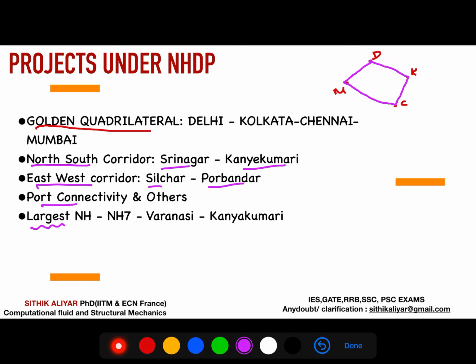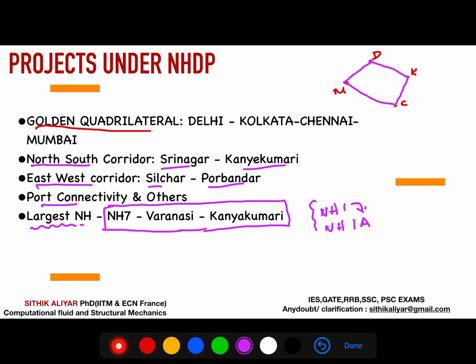One of the other 1 mark questions they asked is, which is the largest national highway? The largest national highway is NH7, which runs from Varanasi to Kanyakumari. If they ask in 1 mark, you should also know NH1, NH2 and so on. Please Google those things. There is one more, NH1A.